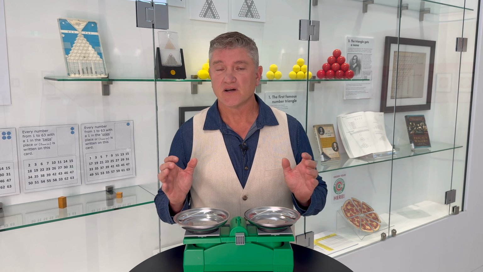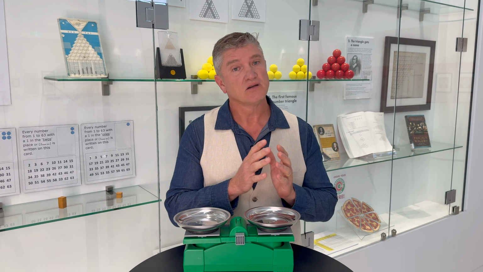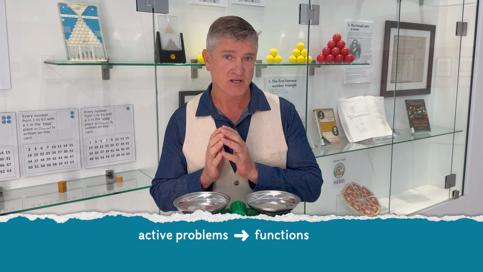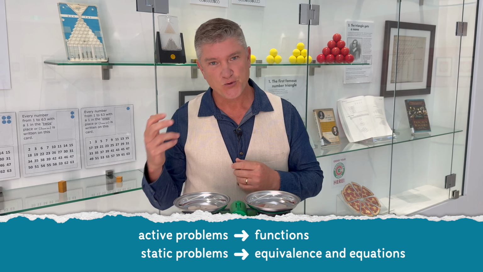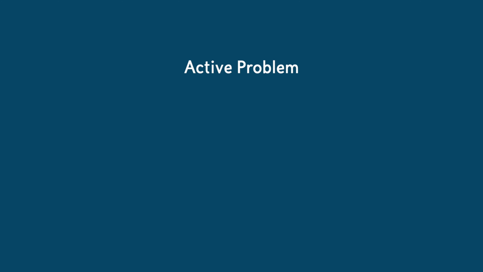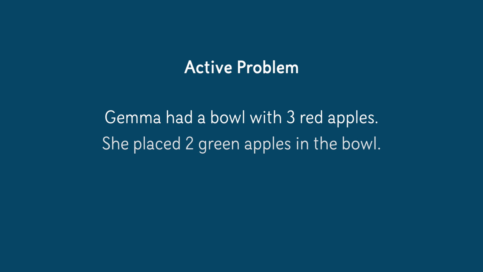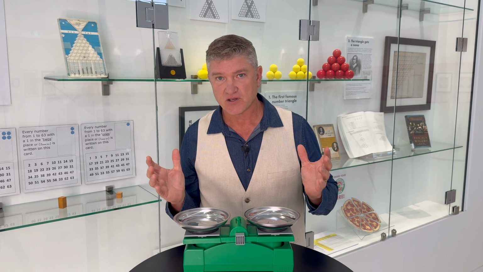Before we go any further, I need to explain that addition problems can be either active or static. Active problems lead to functions. Static problems provide the context for equivalence and equations. For example, an active problem might read like this. Gemma had a bowl with 3 red apples. She placed 2 green apples in the bowl. How many does she have in all? This can be described as a function, which I'll discuss further in a future episode.